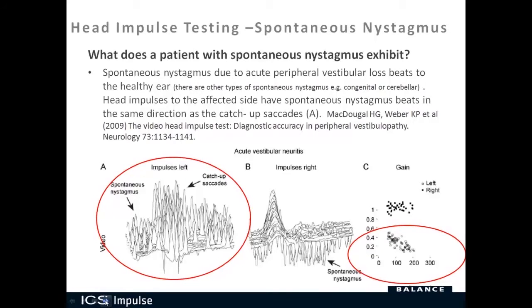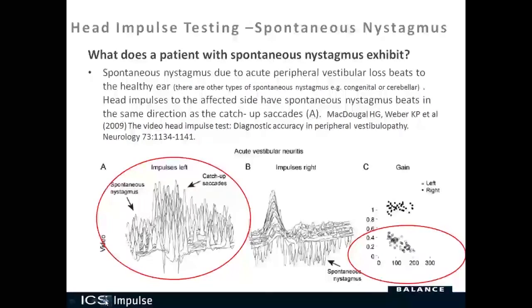Let's talk about the spontaneous nystagmus. I told you spontaneous nystagmus could either be present or absent. So what does a patient with spontaneous nystagmus exhibit? Well, spontaneous nystagmus due to acute peripheral vestibular loss beats in the direction of the healthy ear. Head impulses to the affected side have spontaneous nystagmus beats in the same direction as the catch-up saccade.